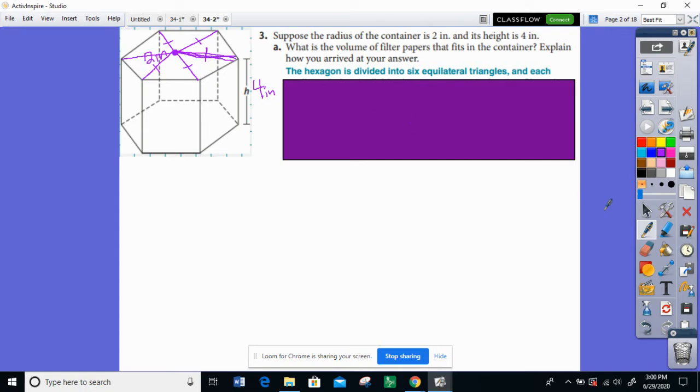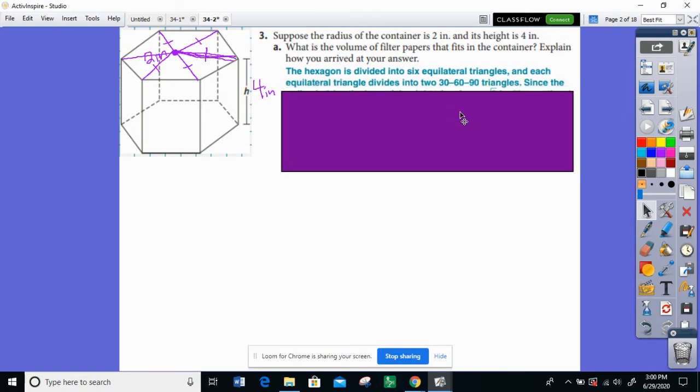So it also says that each equilateral triangle can be divided into 2 30, 60, 90 triangles. So let's draw that out. Here's one of the equilateral triangles, 2 inches for the length of every side. And they're also telling us that we get 2 30, 60, 90 triangles when we split this in half. Why is that? Well, because if all 3 sides are congruent, all 3 angles have to be congruent.